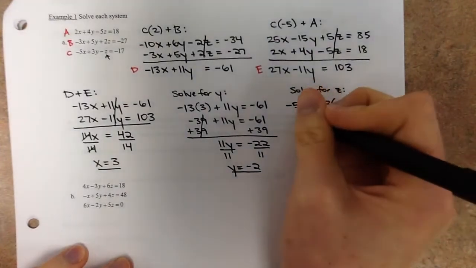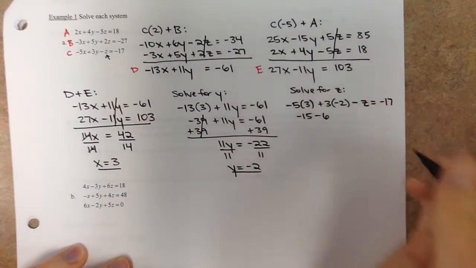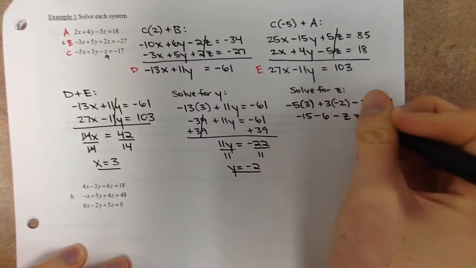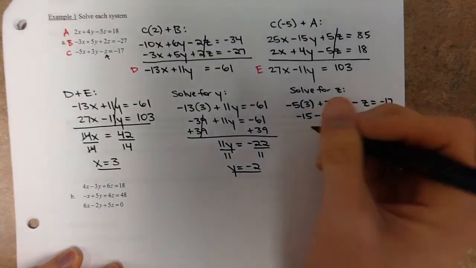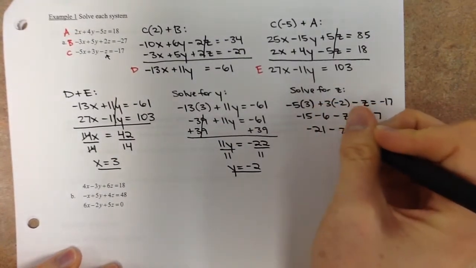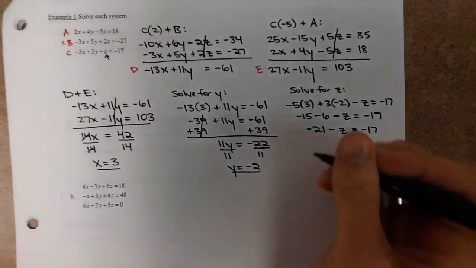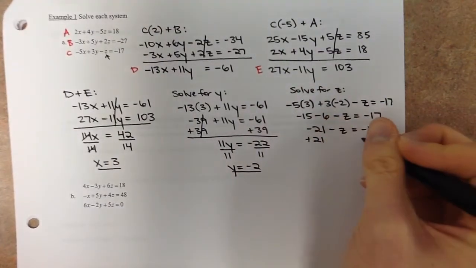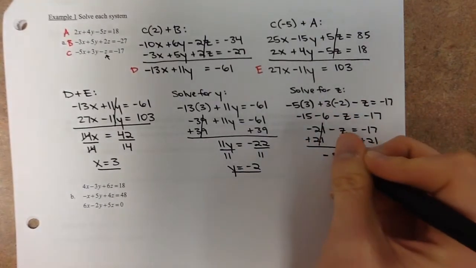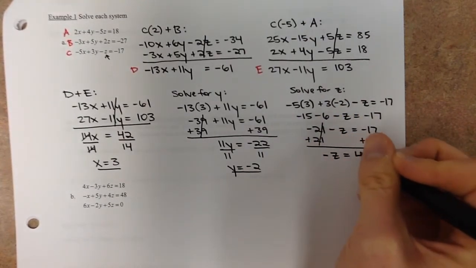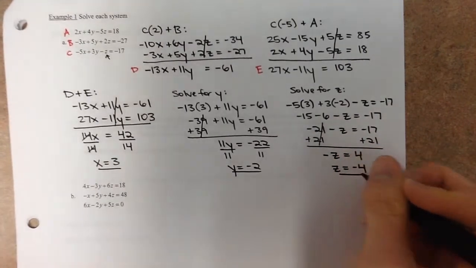So negative 5 times 3 is negative 15. 3 times negative 2 is a negative 6. Minus z equals negative 17. Negative 15 minus 6 gives me a negative 21. Minus z equals negative 17. So I'm just working on getting this z by itself. So I'm going to add 21 to both sides. Okay, these will cancel. I get a negative z equals a positive 4. So dividing both sides by a negative 1 gives me z equals negative 4.